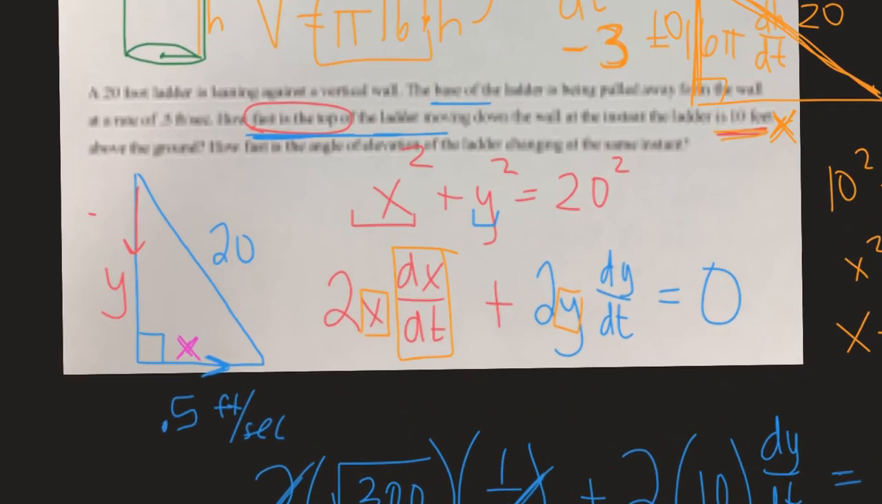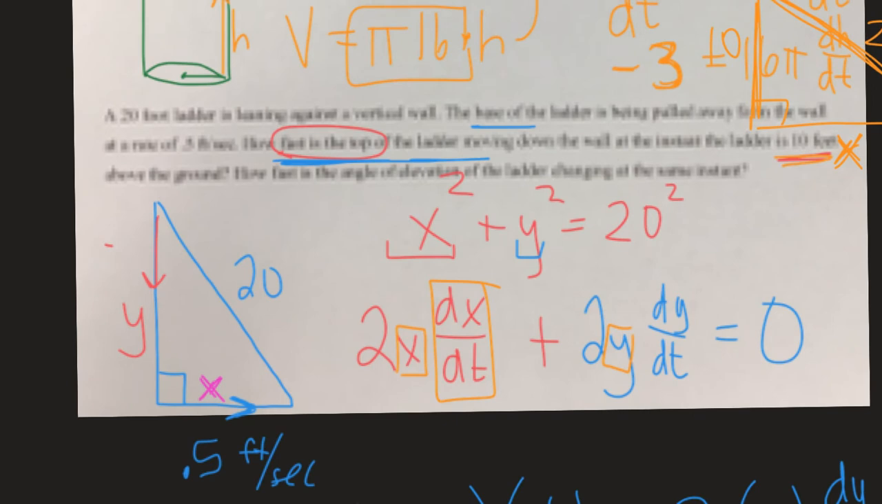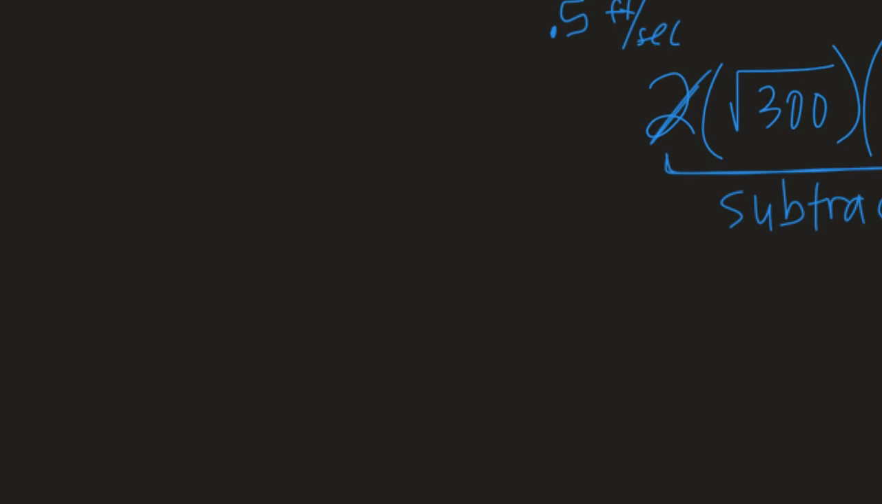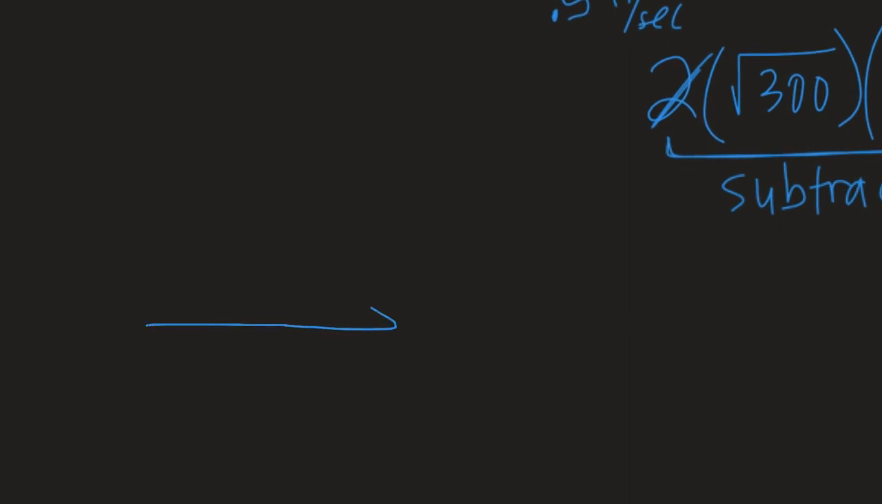Okay, how fast is the angle of elevation of the ladder changing at that same instant? Angle of elevation, what does that mean? Let's go back to our geometry from years and years ago. If I have a right triangle, and this is the base of my ladder, this becomes my angle of elevation. So this is the angle that I am being asked for. How fast is that changing?